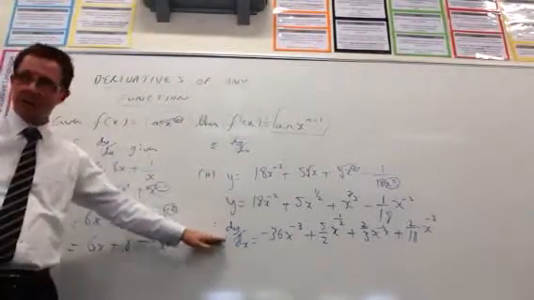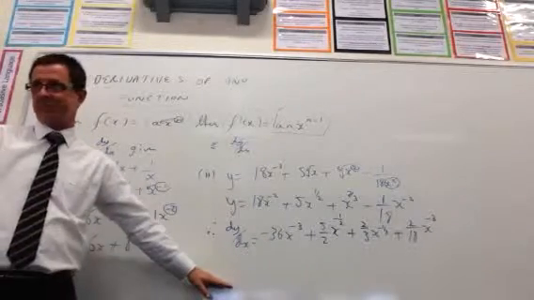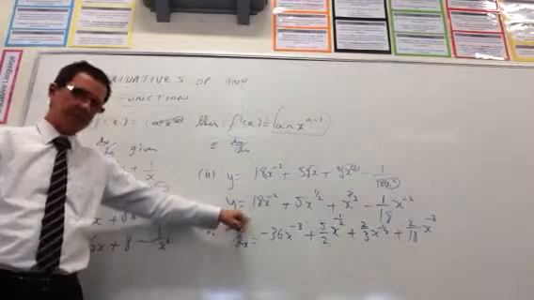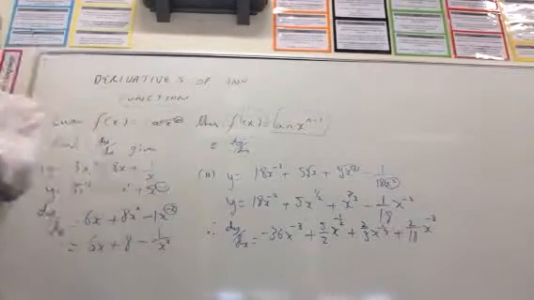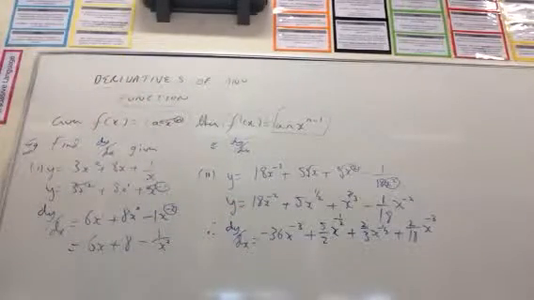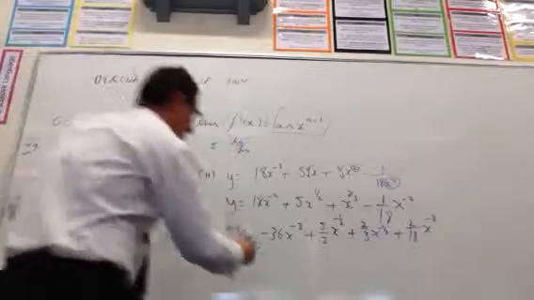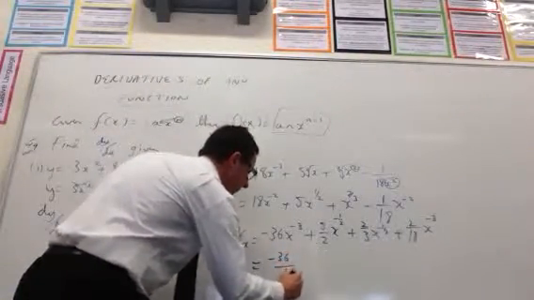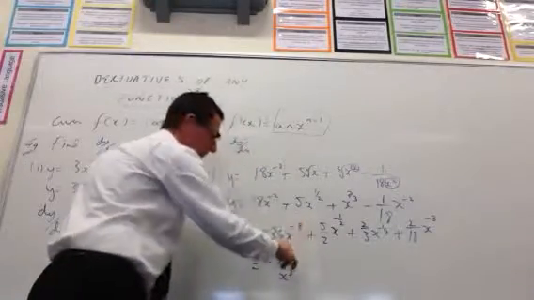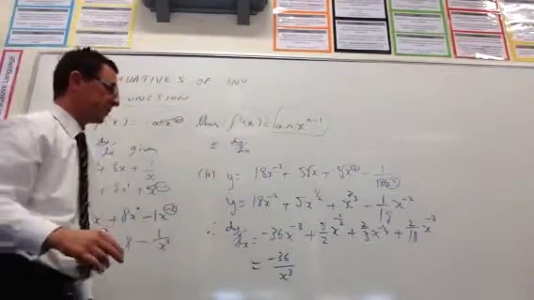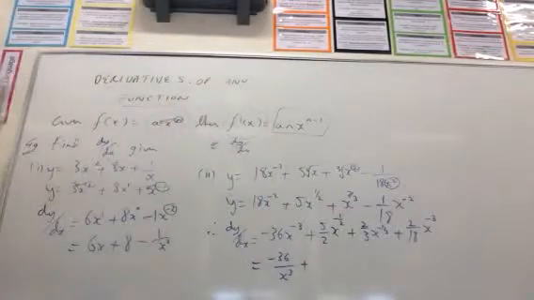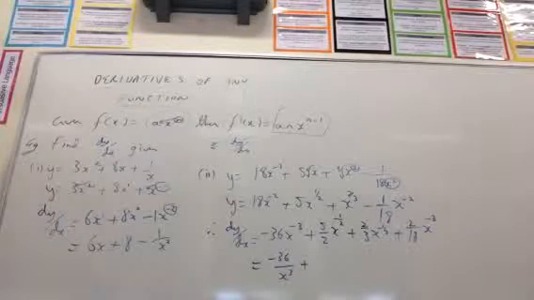Algebra, calculus, algebra. Right? So now we fix. This is the calculus step. When I play with the powers, that's when I'm doing calculus. When I'm manipulating how it looks, is what I just call algebra. So, negative 36 over x cubed, bring the negative power to the bottom, plus, okay, 5 over 2 x to the negative a half.